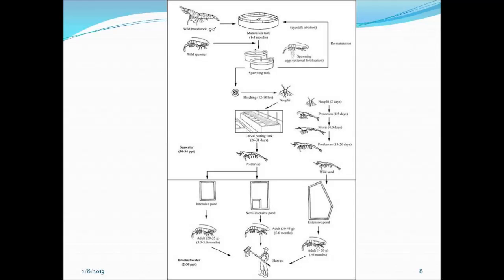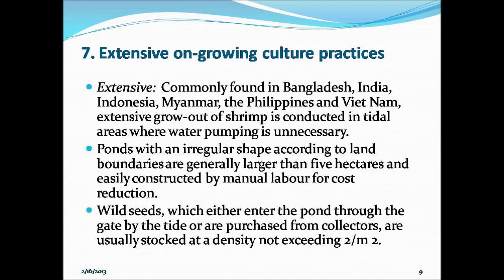I mean, 6 months just seems a bit too long. So we'll go into the next one, semi-intensive. Commonly stocked with hatchery-produced seeds at the rate of 5 to 20 post-larva per square meter. So go back to the picture. You can kind of see the difference between the two.